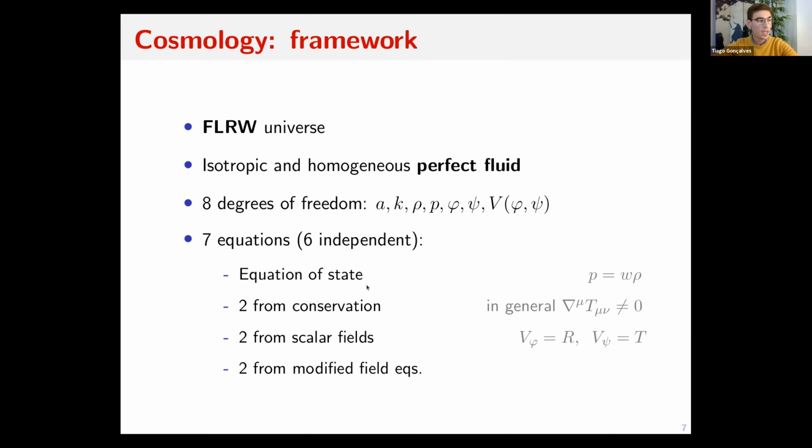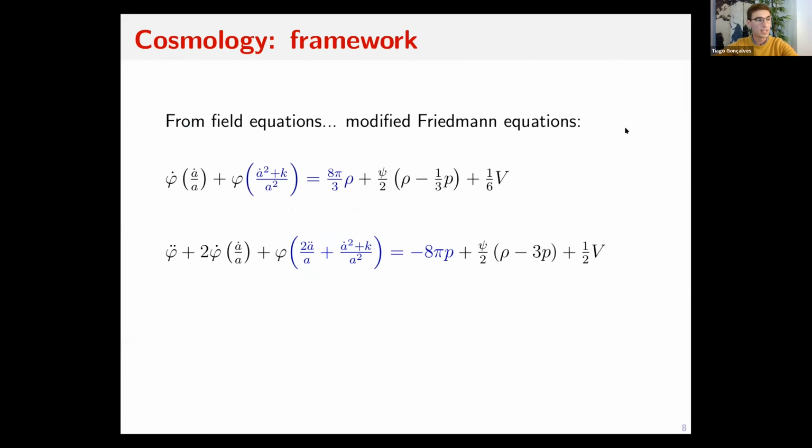So we have the equation of state. We also get 2 equations from conservation considerations. Now here in these theories which couple matter with curvature, usually the energy momentum is not conserved. In general, we can have a total conservation, but matter alone is not conserved. However, in this work, we will impose the condition that matter itself is also conserved, hence the 2 equations here. Then the 2 equations from the scalar fields, which we've just seen, and the 2 coming from the independent components of the field equations, which I show here, giving us the modified Friedmann equations.